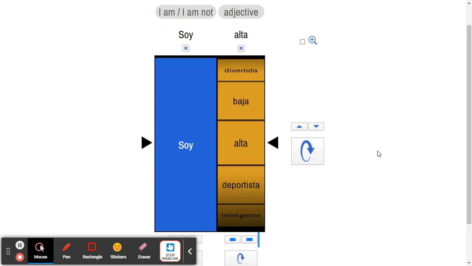And what about this one? Soy alta. What does that one mean? That's right. It means I am tall. And is this one a masculine or a feminine sentence?